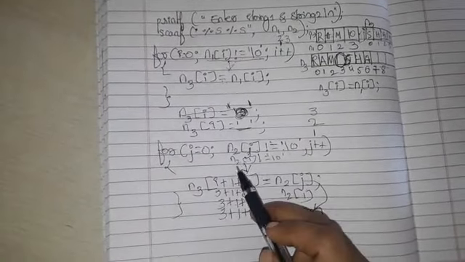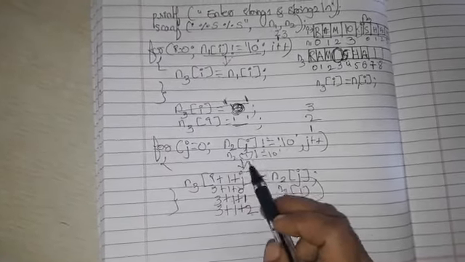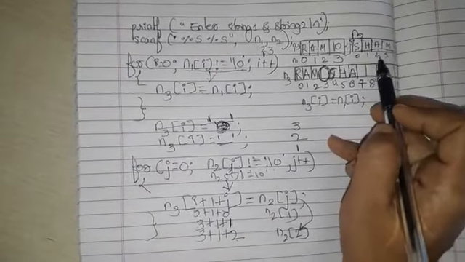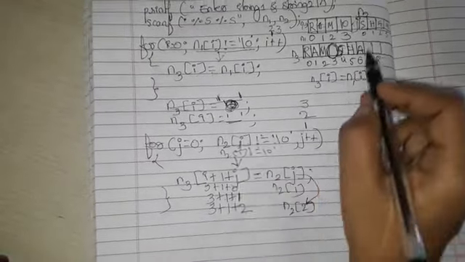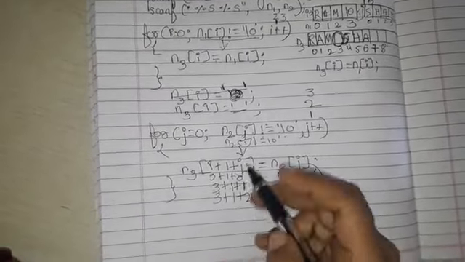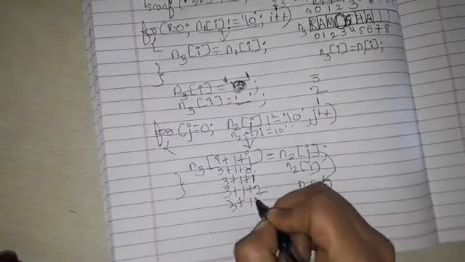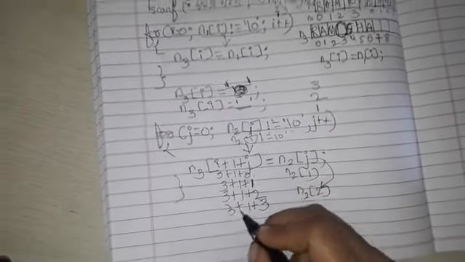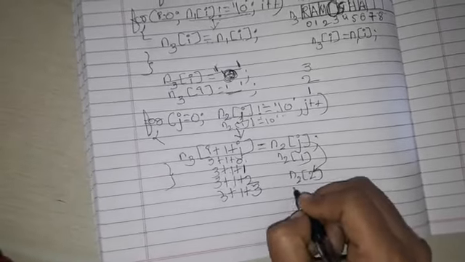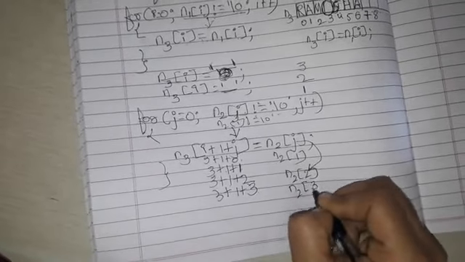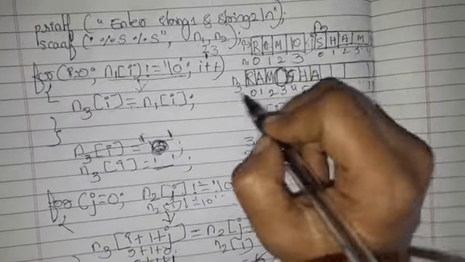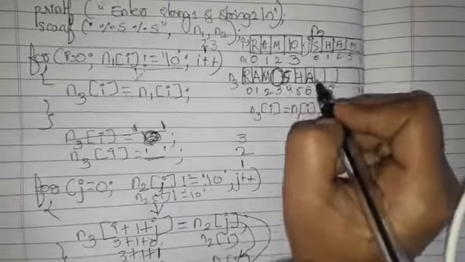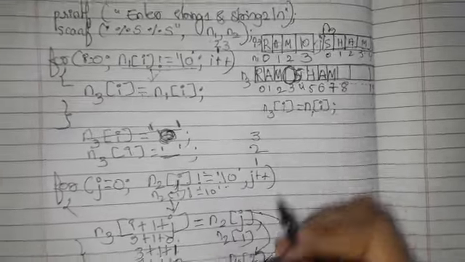So once it becomes 3, n2 of 3 is not equal to null. What is n2 of 3? It is m. m is not equal to null. Yes, it is true. It will come inside. 3 plus 1 plus, what is the present value of j? 3. 3 plus 1 plus 3, that is 7. That is n3 of 7 is equal to n2 of 3, because the j value is 3. What is n2 of 3? It is m. So n3 of 7 is equal to n2 of 3. Please try to understand, successfully I will be getting m here.